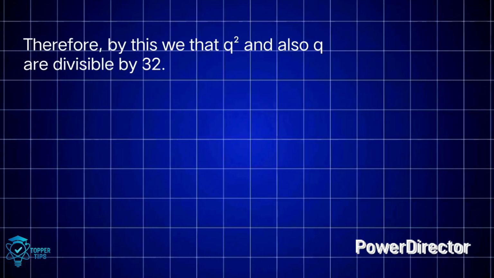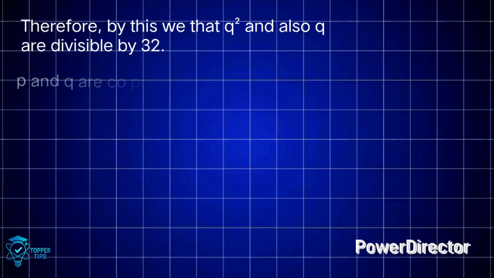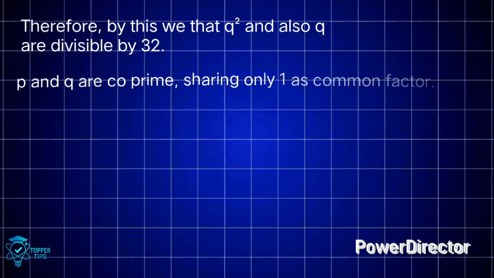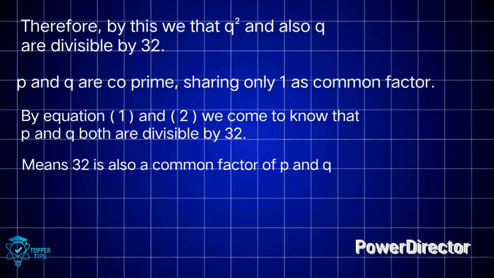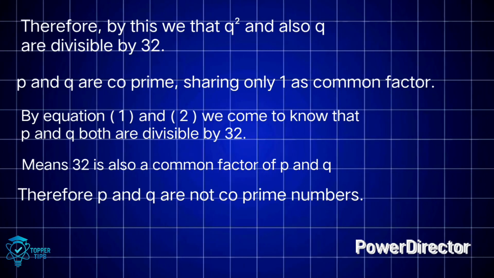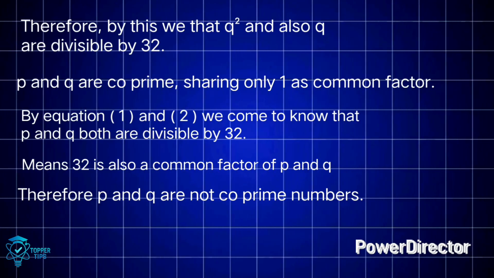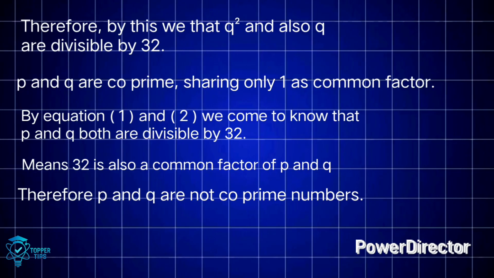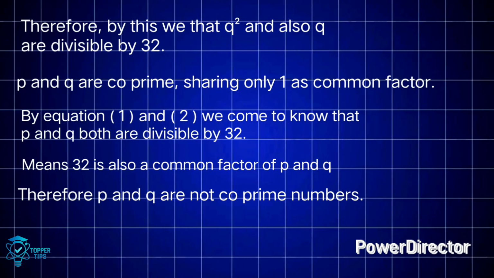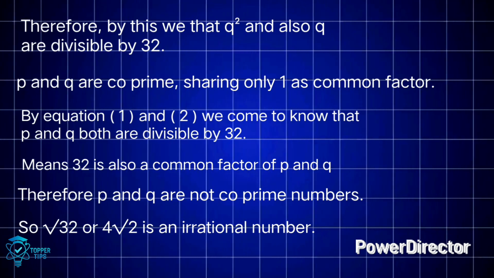It is again telling us that q squared and q are divisible by 32. Now here's the twist. We said p and q are coprime. They're only supposed to share one as a common factor. But if both p and q are divisible by 32, they share 32 as a common factor. That's a total contradiction. Like saying two besties who only have one thing in common actually have a whole secret club together. This mess means our assumption that the square root of 32 is rational can't be true. So, square root of 32, and therefore 4 square root of 2, must be irrational.